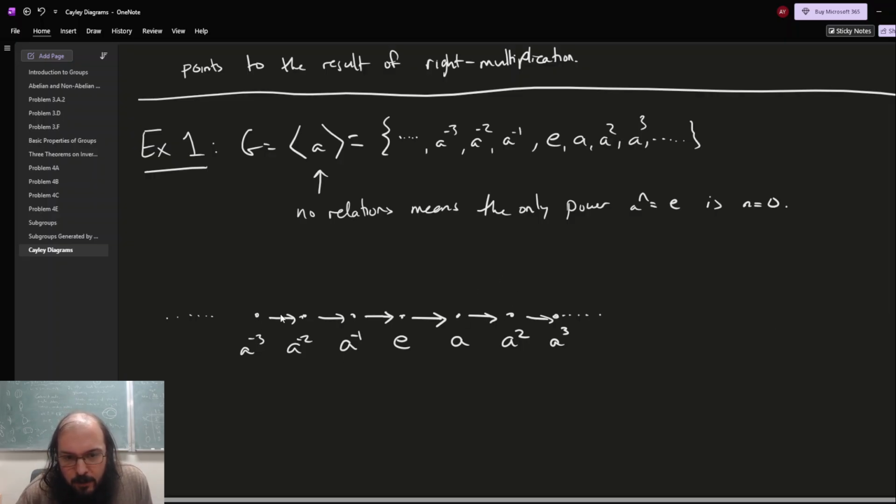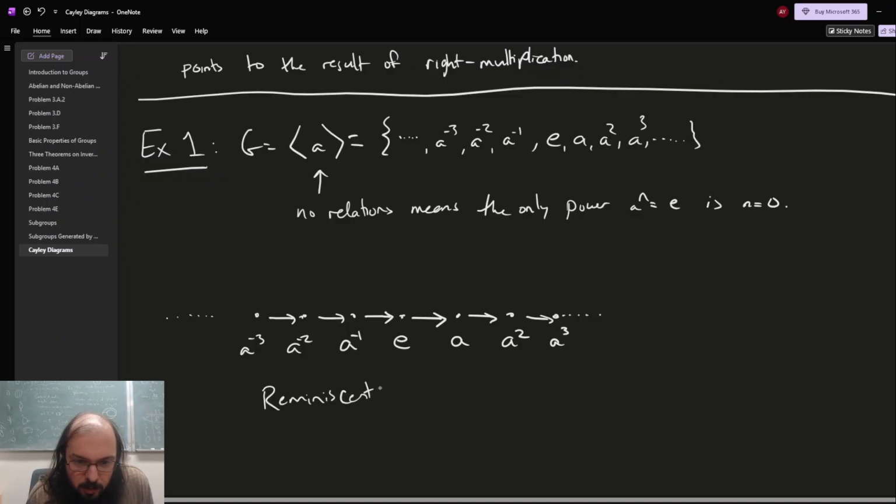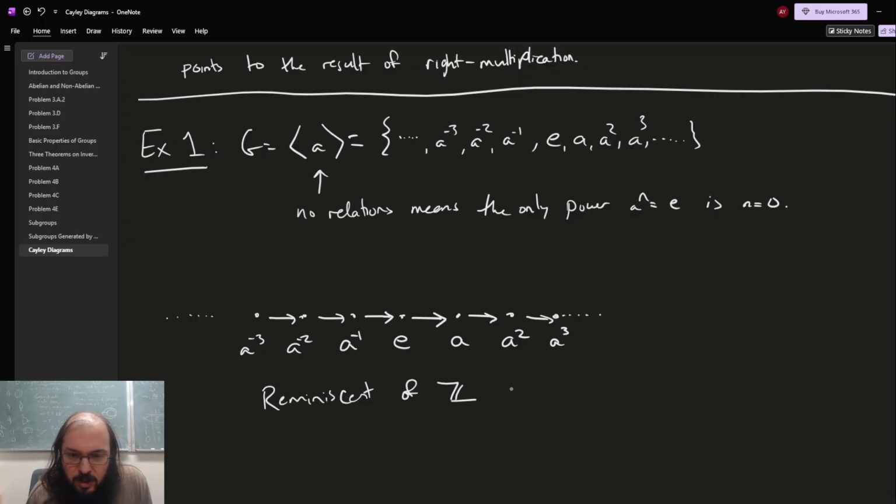And when you have a finished diagram, this one's relatively straightforward. We've seen before that this is kind of reminiscent of the usual number line, reminiscent of the integers.